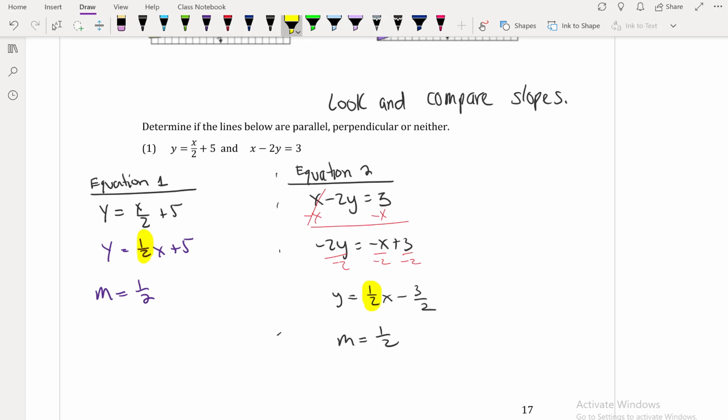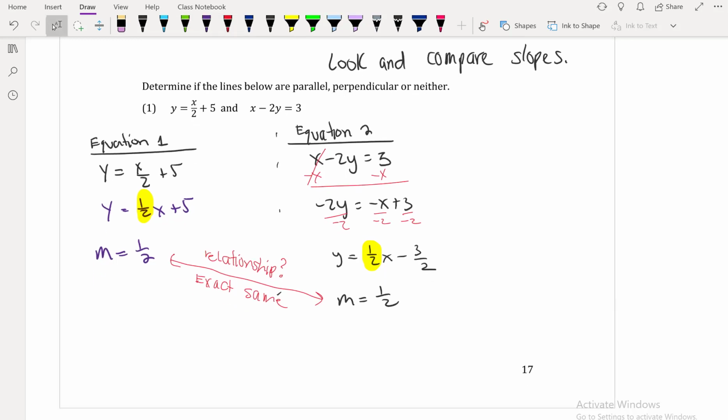So here the slope in both cases is exactly the same. So what is their relationship between the slopes of these two equations? Well, you see that their relationship is exactly the same. Comparing the first slope and the second slope, they are exactly the same. So we can conclude that these lines are parallel. If I can spell it correctly.